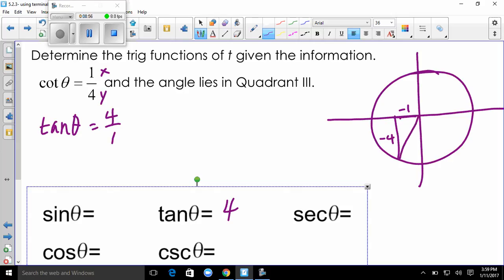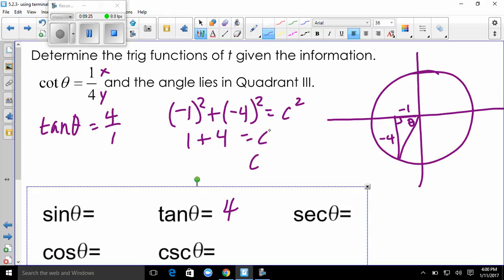So now I have this right triangle in here. Okay, here is where my theta degrees are. So to find the cotangent, I do x over y, so 1 over negative 4. I need this distance right here, this hypotenuse. So I'm going to use my Pythagorean theorem to find it. Leg squared plus leg squared equals hypotenuse squared. I'll call it c. Okay, so 1 plus 4 is c squared. Sorry, 1 plus 16 is 17. Well, I should say 5 and then square root. So c is square root of 5. So this distance right here is square root of 5.